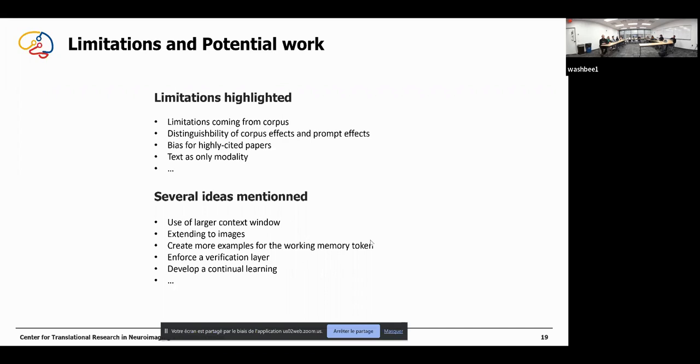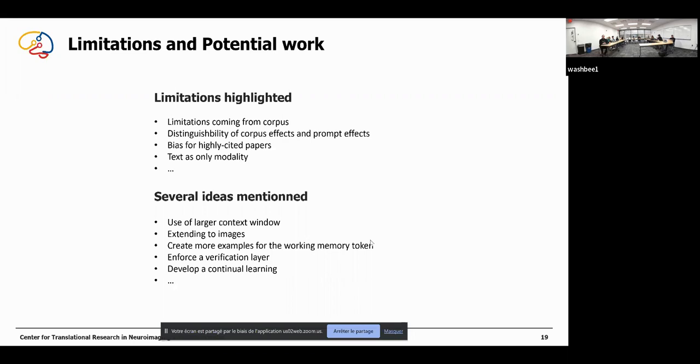The other limitations include the bias for highly cited papers, and the fact that currently text is the only modality for the model to learn, and in some scientific areas like geometry, text cannot be the only way to represent a concept. For instance, the Galactica model is not able to understand coordinates, so that's the main problem for this model. So those are the limitations highlighted for the Galactica model.